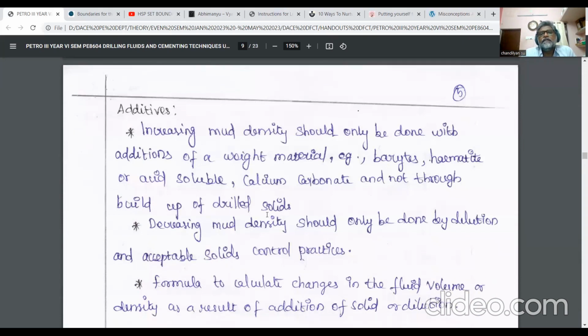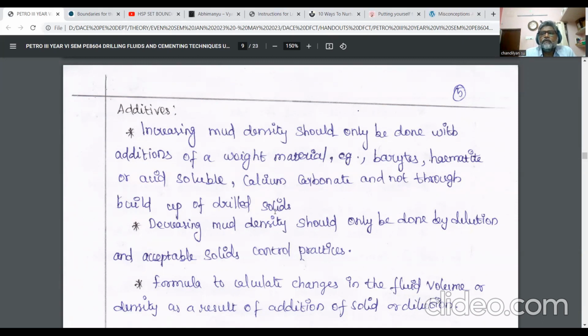Additives. Additives are added to the main material. The main material is the bulk fluid, water. Increasing mud density should be done with additions of weighting material. What are the weighting materials? We have already seen that in the 2 marks: barytes, spelled BARITES, hematite, or acid-soluble calcium carbonate, and not through buildup of solids.